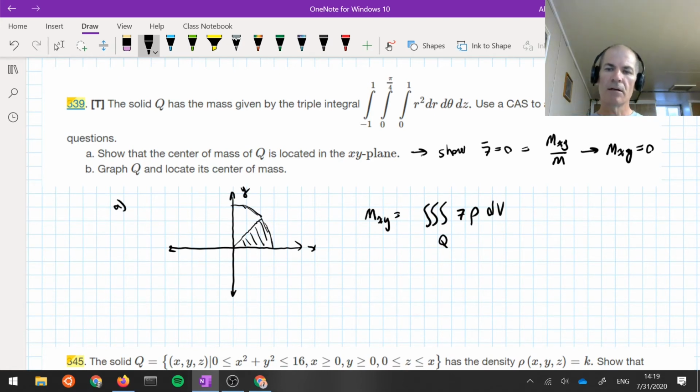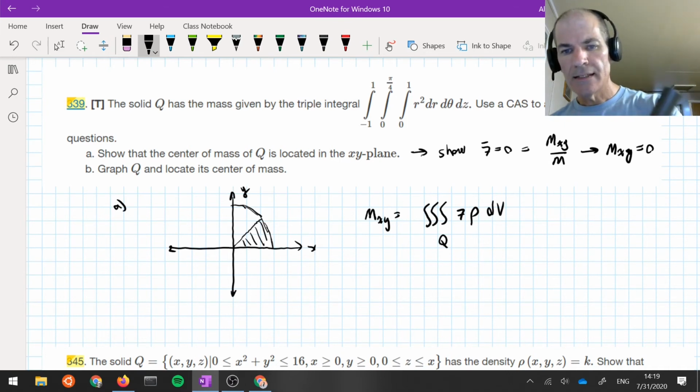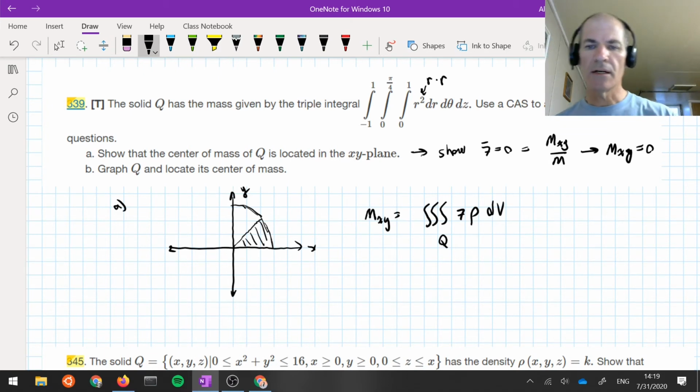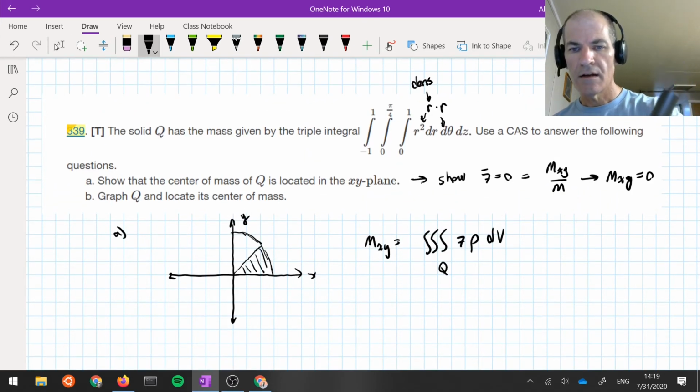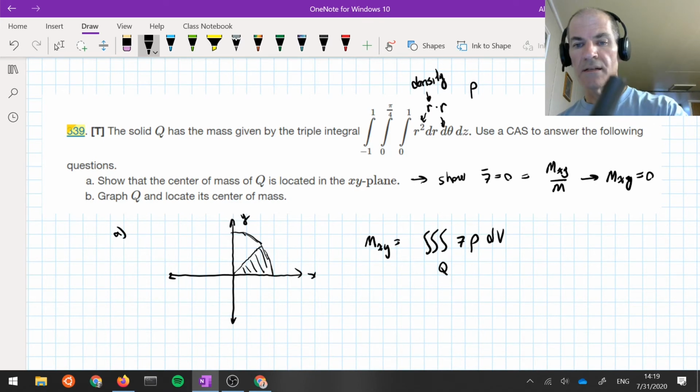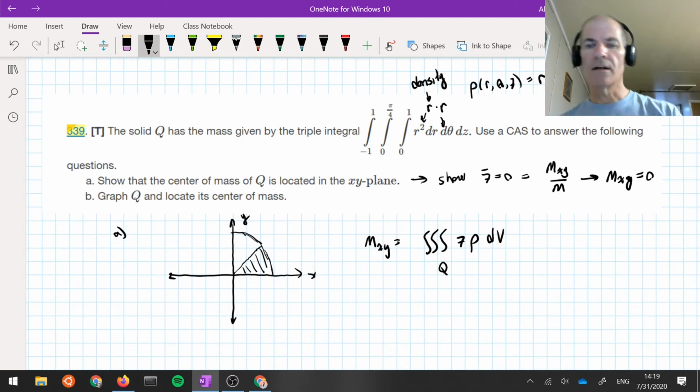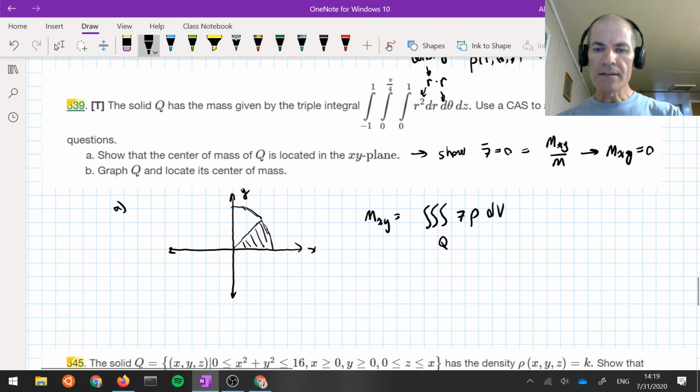Alrighty, now what is the density function in this situation? Well, if you look at this expression, one of these r's, so this is r times r, right? R squared is r times r. And one of these r's comes with the cylindrical integral. So the other r, this must be the density. So the density function in cylindrical coordinates, as a function of r, theta, and z, is just r. It depends only on r. All right. So that's helpful.